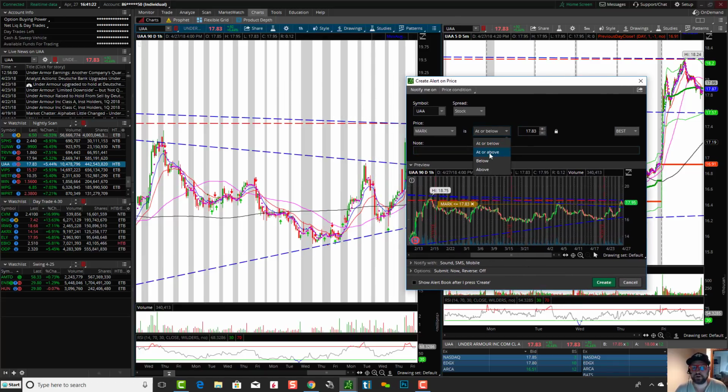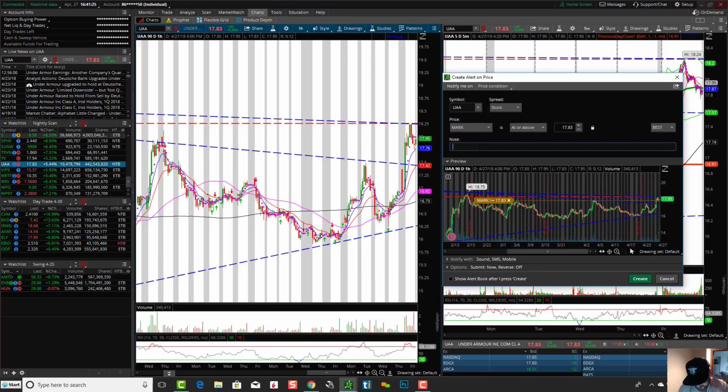At or above, so price may be trying to get out of the triangle. If it can get above $18, watch for resistance around 1875. Boom. There we go.